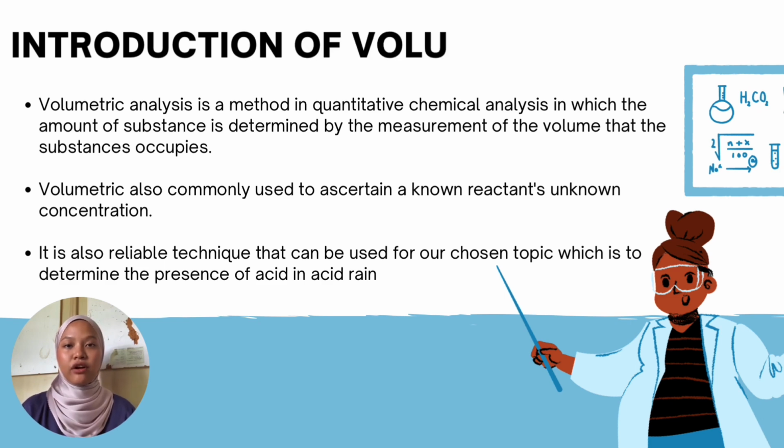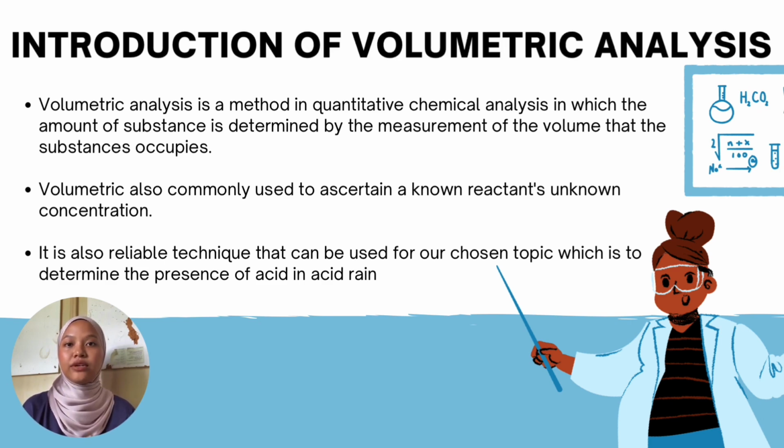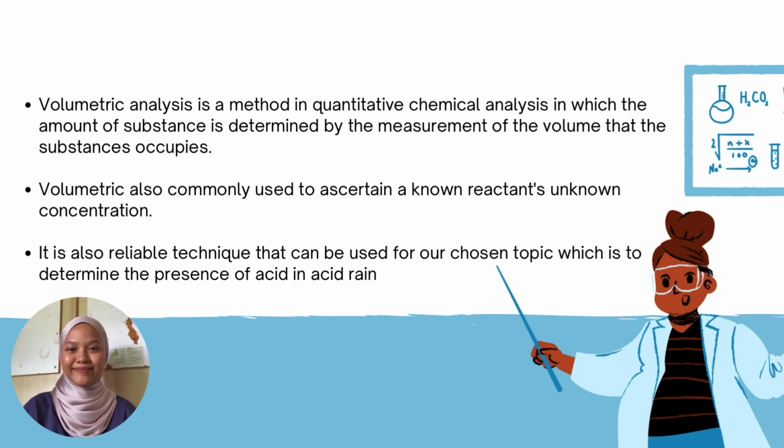So, for the first part of this presentation, I would like to tell you guys about the introduction of volumetric analysis. What is volumetric analysis? Volumetric analysis is a method in quantitative chemical analysis in which the amount of substance is determined by the measurement of the volume that the substance occupies. Next, volumetric analysis is also commonly used to ascertain a non-reactant unknown concentration. And last but not least, it is also a reliable technique that can be used for our chosen topic, which is to determine the presence of acid in acid rain.